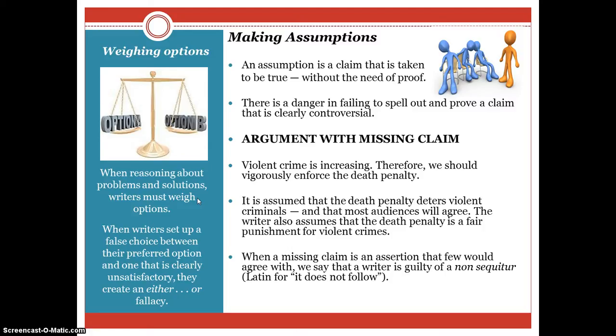Make an assumption. An assumption is a claim that is taken to be true without the need of proof. There is a danger in failing to spell out and prove a claim that is clearly controversial. Argument with missing claim: Violent crime is increasing, therefore we should vigorously enforce the death penalty. It is assumed that the death penalty deters violent criminals, and that most audiences will agree. The writer also assumes that the death penalty is a fair punishment for violent crimes. When a missing claim is an assertion that few would agree with, we say that a writer is guilty of a non sequitur, Latin for it does not follow.